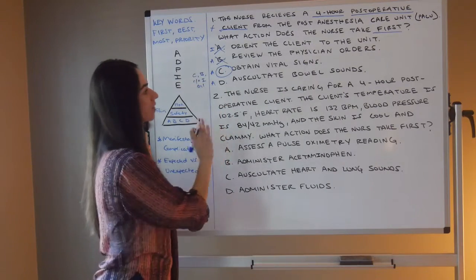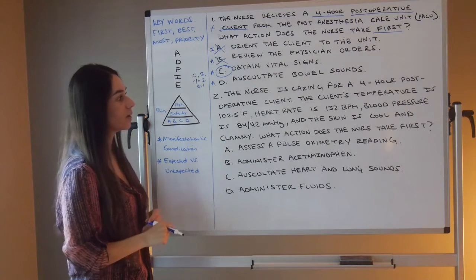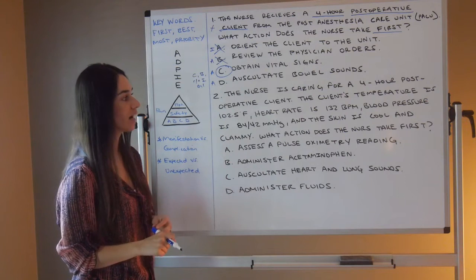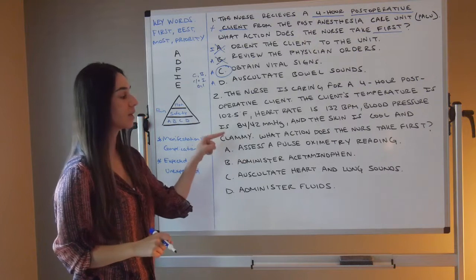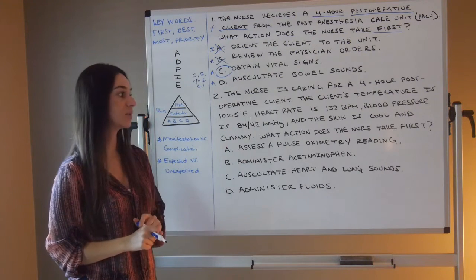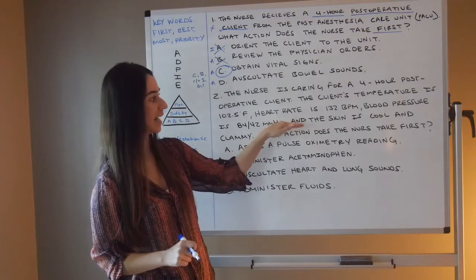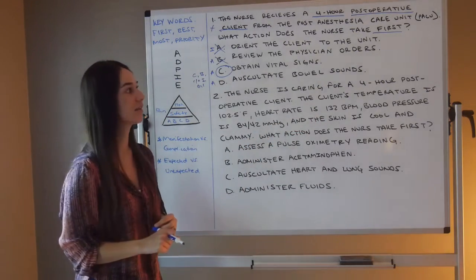All right, so let's look at the next scenario. The nurse is caring for a 4-hour post-operative client. The client's temperature is 102.5 degrees Fahrenheit. Heart rate is 132 beats per minute. Blood pressure is 84/42 millimeters of mercury. And their skin, I apologize, it's supposed to say, and their skin is cool and clammy. What action does the nurse take first?